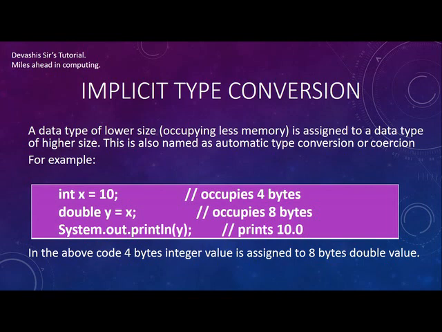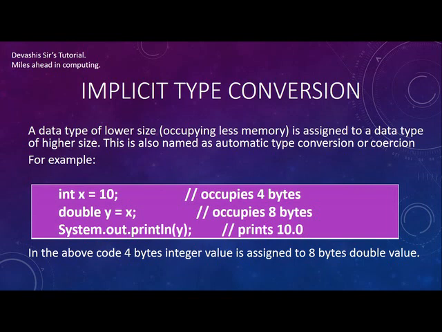So a data type of lower size, you can see that in the example. You see int x equal to 10. So x occupies how many? Since it is integer, it will occupy 4 bytes. Now double occupies 8 bytes. So you can see x, which is an integer, can easily be assigned to y without any conversion. The value 10.0 gets stored inside y. Whatever is the value getting stored, that is not important. What is important is the conversion from integer to double is happening automatically.